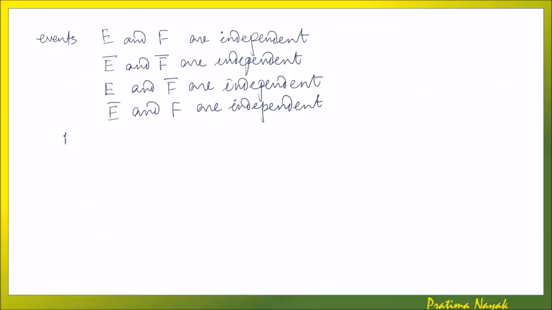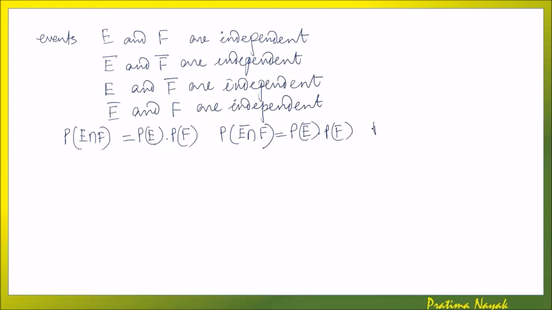So now we can write P(E intersection F) is equal to P(E) into P(F) if they are independent. In the same way, I can write P(not E intersection F) is equal to P(not E) into P(F), and so on. I can write P(E intersection not F) is equal to P(E) multiplied by P(not F), and the last one P(not E intersection not F) is equal to P(not E) into P(not F).